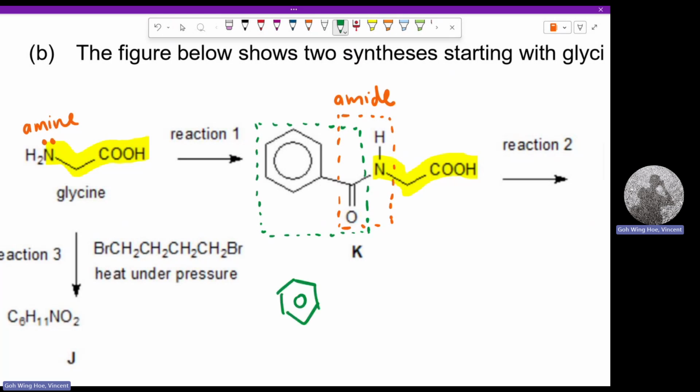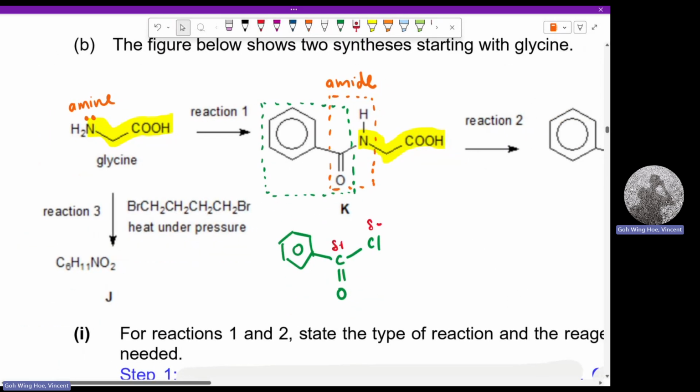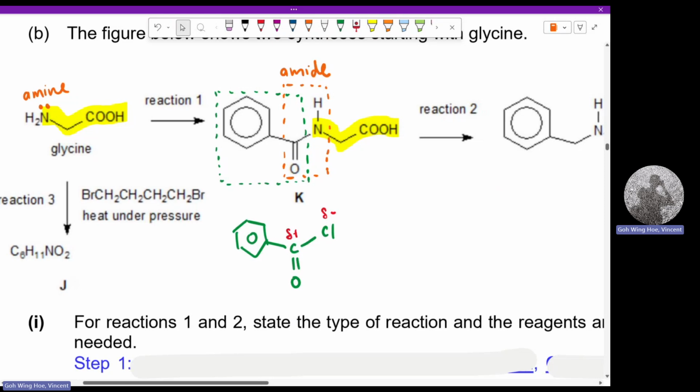It will have to be a benzene ring followed by a C atom with a double bond. And so this will be your acyl chloride that is required to form the amide shown in K. The C atom here and your Cl atom here is polar, and so that's why your amine would be able to come in to attack the electron deficient carbon of the acyl chloride to form amide. So in order to do this reaction, you will need the reagent shown already.